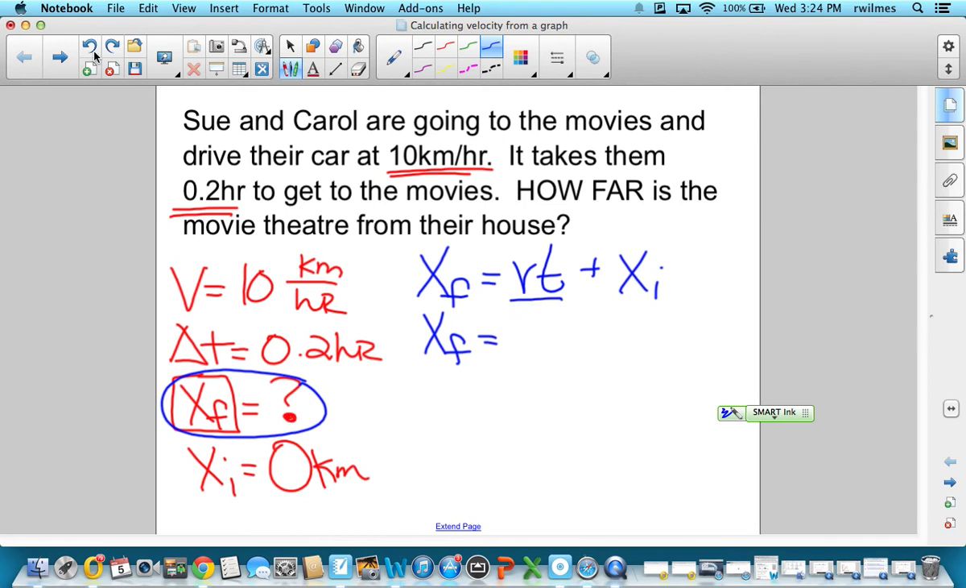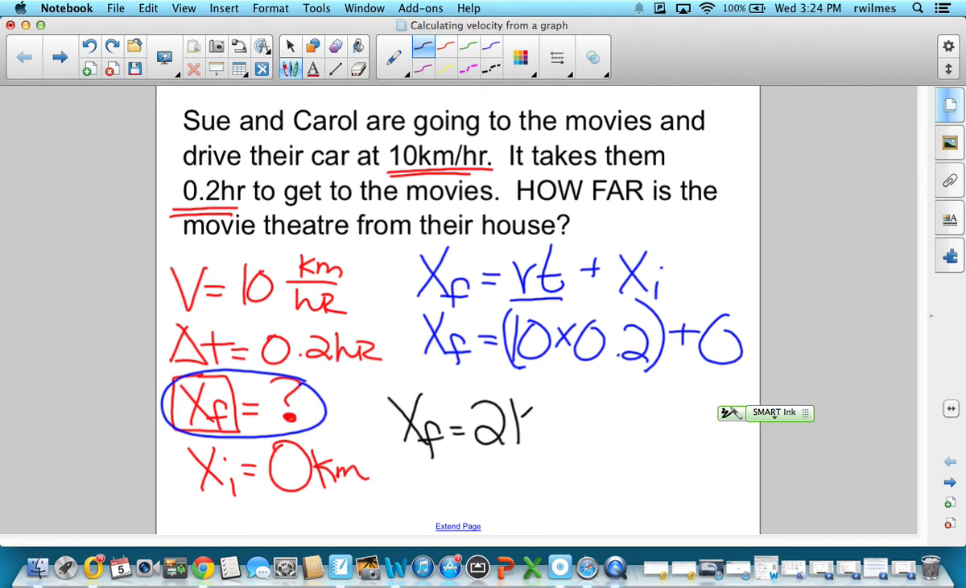Okay? So I don't know final velocity, so I'm not going to put that there. I know my final position, I know my velocity is 10. I know my change of time is 0.2. So I'm going to do 10 times 0.2. And I know that my initial position is 0. So I'm going to take 10 times 0.2 into my calculator. And when I do that, I come out to my final position is equal to 2 kilometers. That's the answer. How far it was for them to drive to the movie theater.